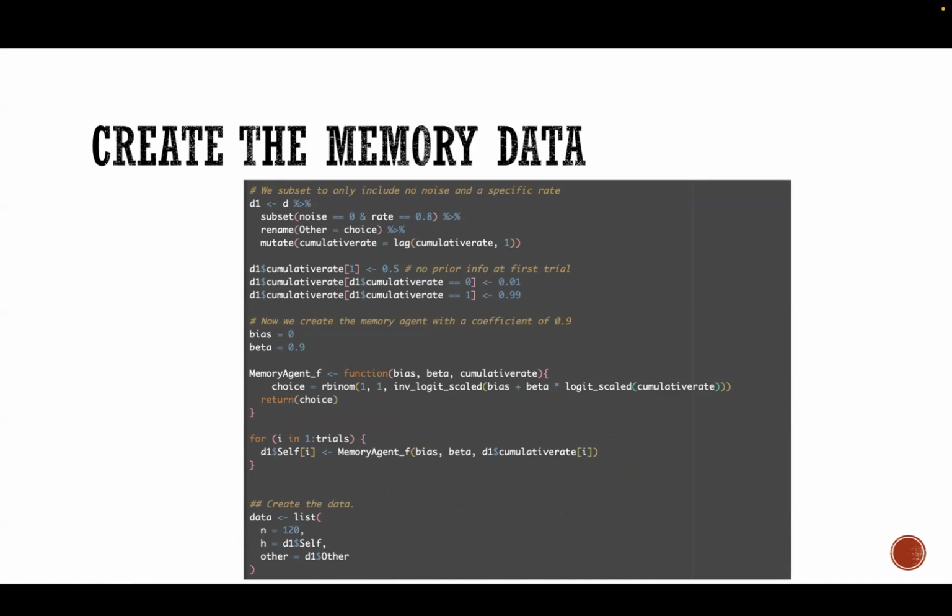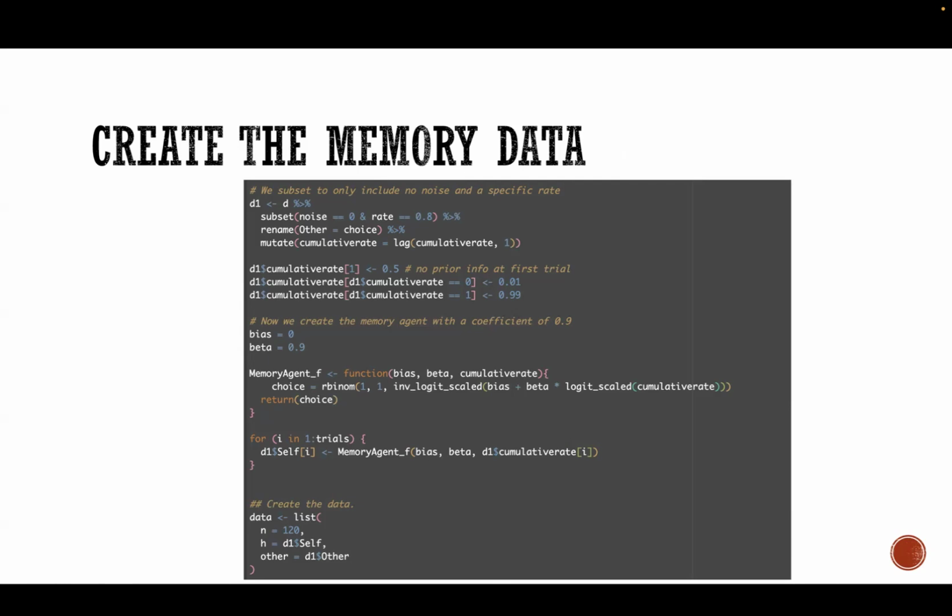Right here again, I rely on the previous big simulation. So I subset it, and for simplicity we just put a noise of 0, because I'm going to show you that the inferences of the model are problematic anyway. We actually can show that the problem is there even without noise. We pick a rate of 0.8, which is quite decided towards right, so that we can see whether the model is learning.